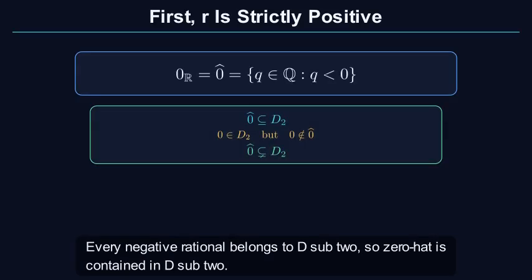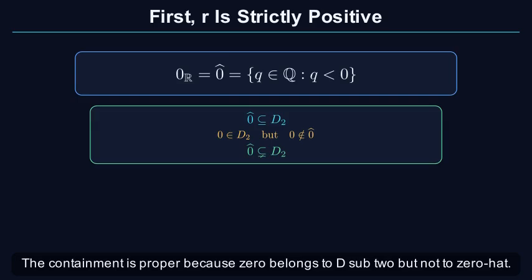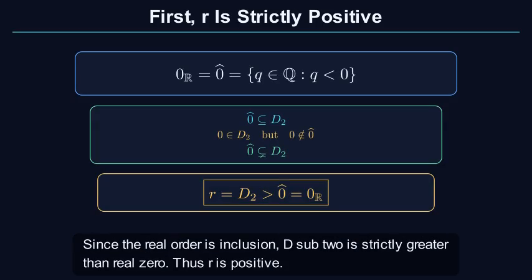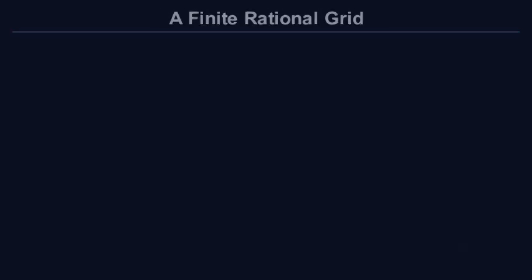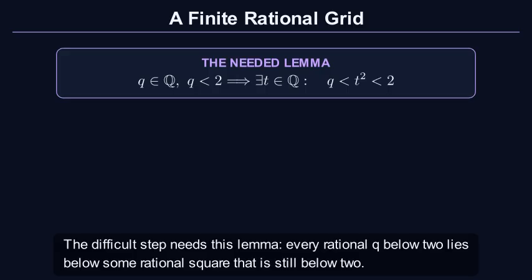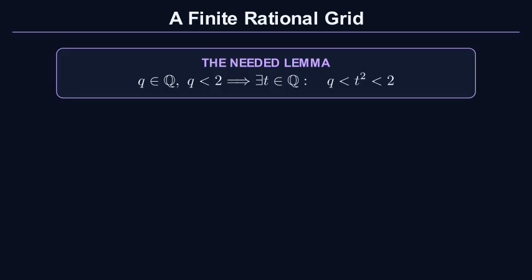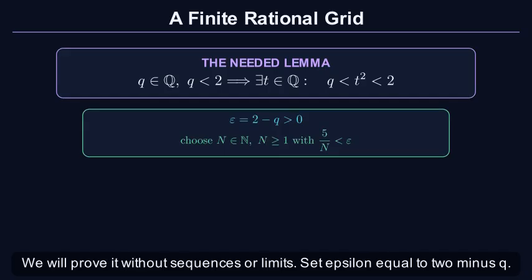Every negative rational belongs to D sub 2, so 0 hat is contained in D sub 2. The containment is proper because 0 belongs to D sub 2 but not to 0 hat. Since the real order is inclusion, D sub 2 is strictly greater than real 0. Thus R is positive. The difficult step needs this lemma. Every rational q below 2 lies below some rational square that is still below 2. We will prove it without sequences or limits.